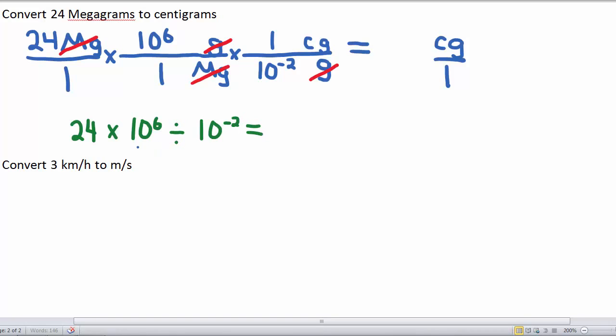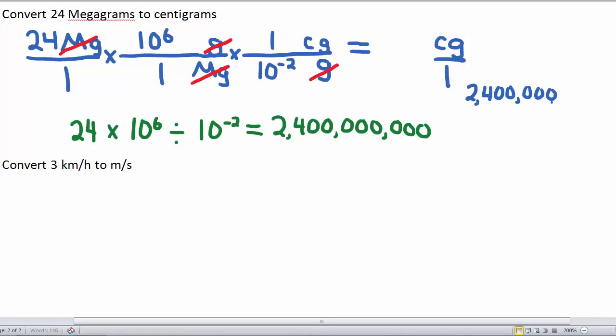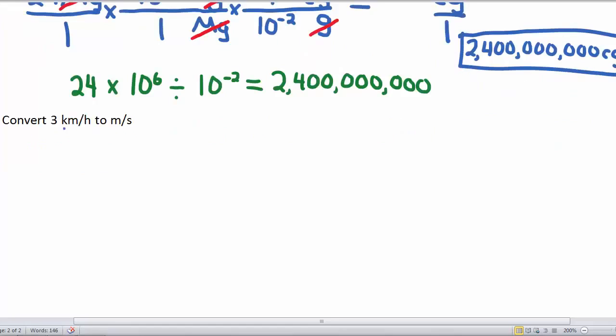Now at this point, you can either plug this into your calculator, which would be a good exercise in using your calculator to do exponents of 10, because every calculator is a bit different. Or you can do this in your head and figure out that you're going to get as your answer 2,400,000,000. I'd write that up here if I had the space, but I don't. So our final answer is 2,400,000,000 centigrams. I got the number from here and the unit from up here. So 24 megagrams is the same as 2,400,000,000 centigrams.